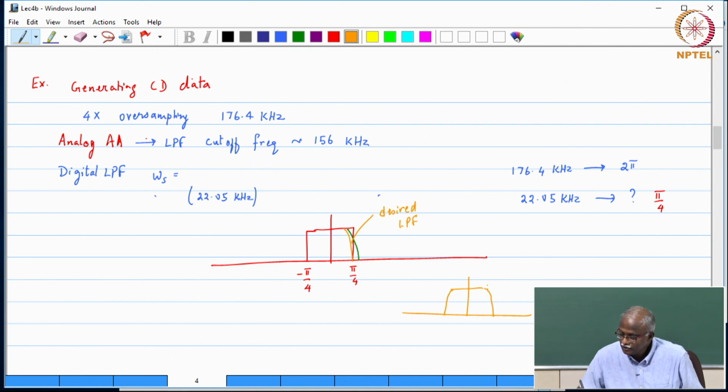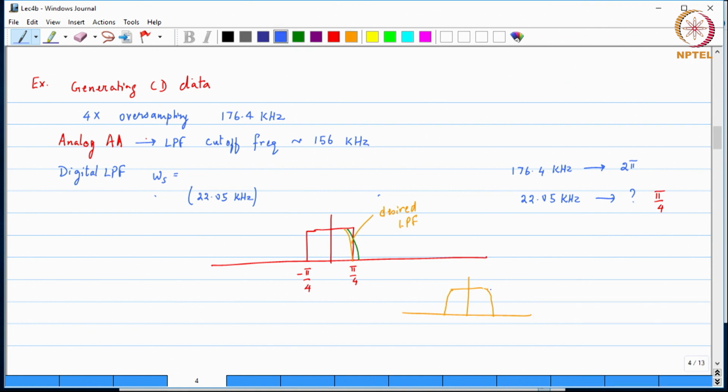So, the edge, this is 20 kilohertz, you have to transfer to discrete time, discrete frequencies. This corresponds to pi by 4, that is the filter that we use, and the last step that we did after the digital filtering was downsample by a factor of 4, downsample by 4x.